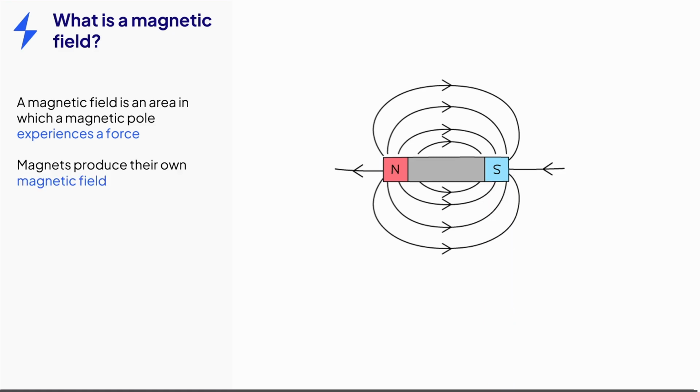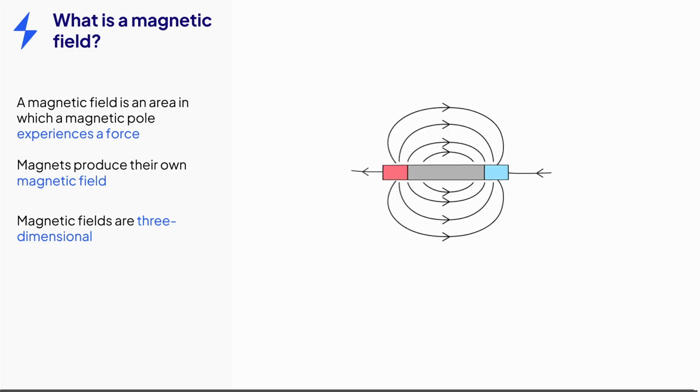Remember that a magnet is defined as an object that produces its own magnetic field. And it's important to remember that magnetic fields are three-dimensional. So if you imagine that you are looking at the magnet from the side as if it was sitting on a table, the field lines would be produced above and below the magnet as well as to the sides. In fact, the field lines would surround the magnet in 360 degrees.